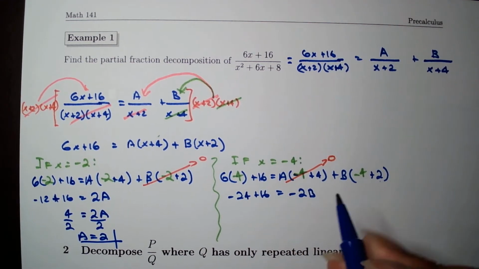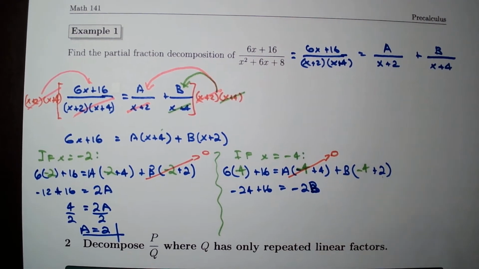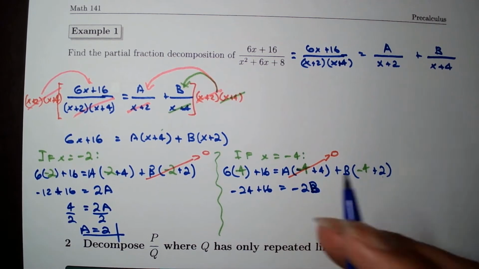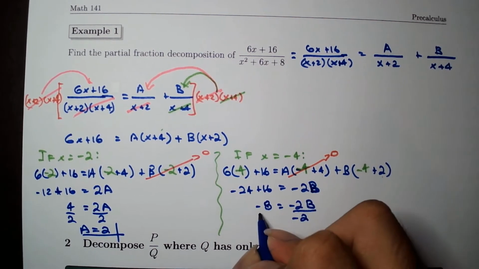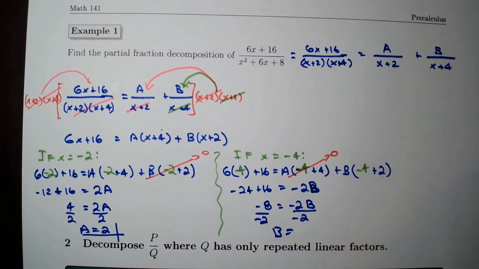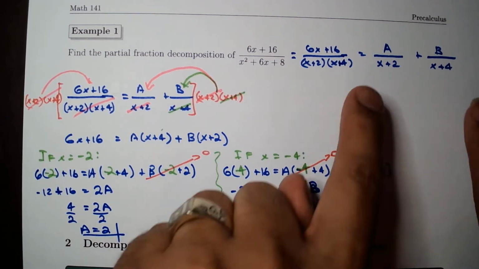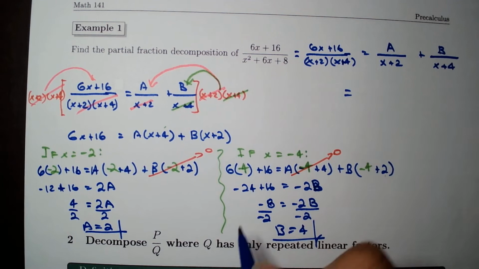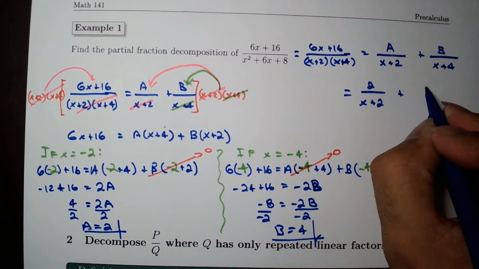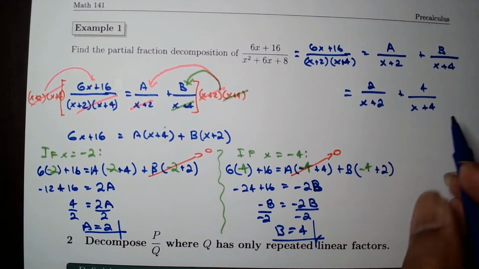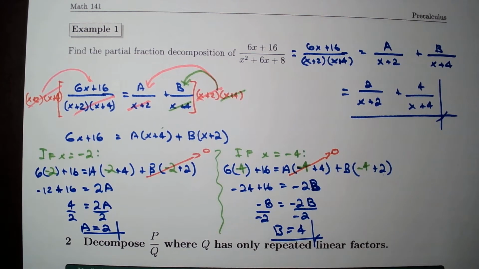So the rest is just solving this equation for b. Negative 24 plus 16 is negative 8, equals negative 2b. Then divide both sides by negative 2. That gives us b equals positive 4. All right. Now we're going to bring these two constants and put them here. So the final answer is a, which is 2 over x plus 2, plus b, which is 4 over x plus 4. And that's exactly the original problem we were given at the beginning of the section.